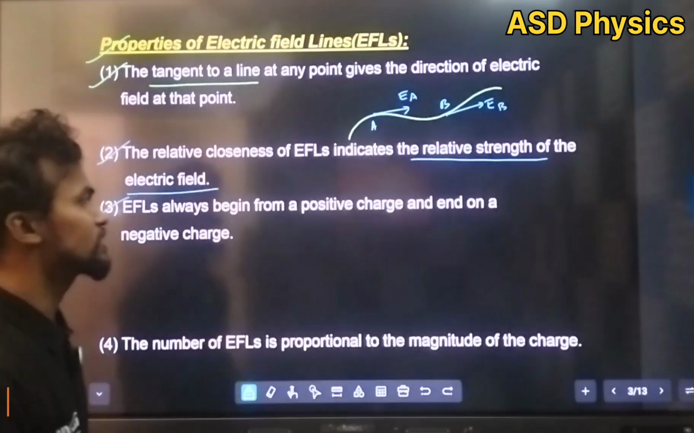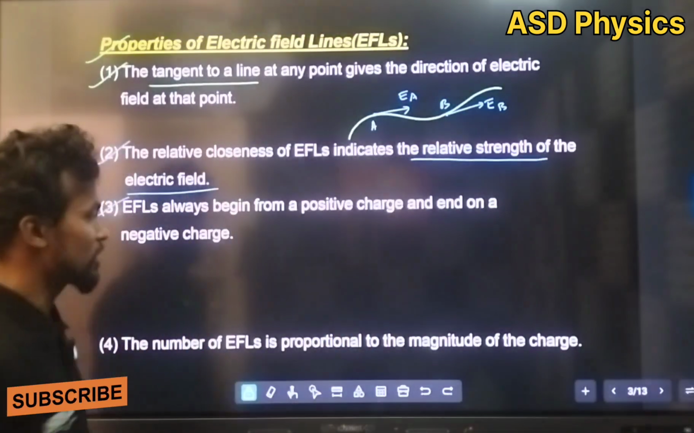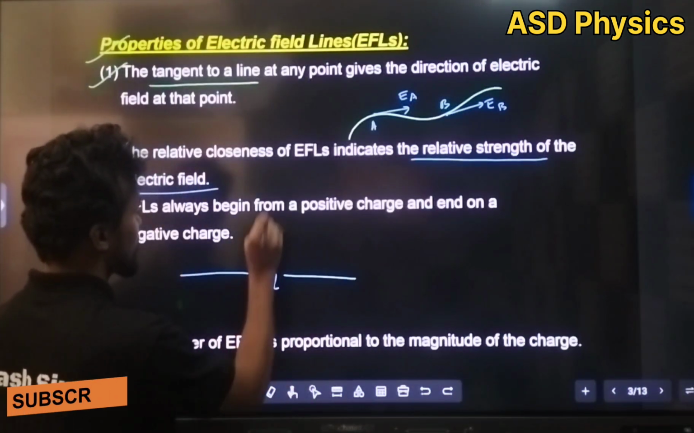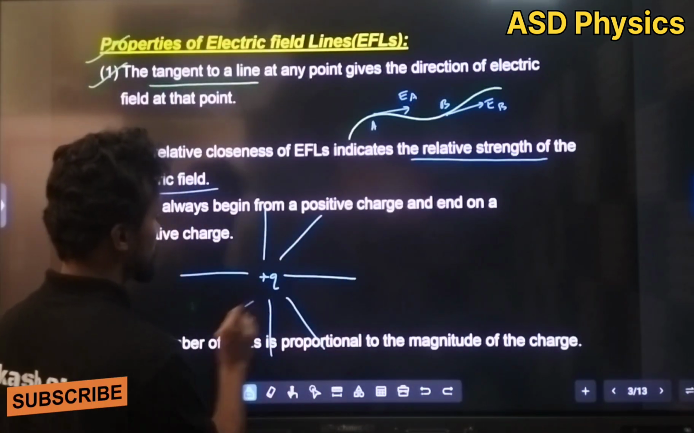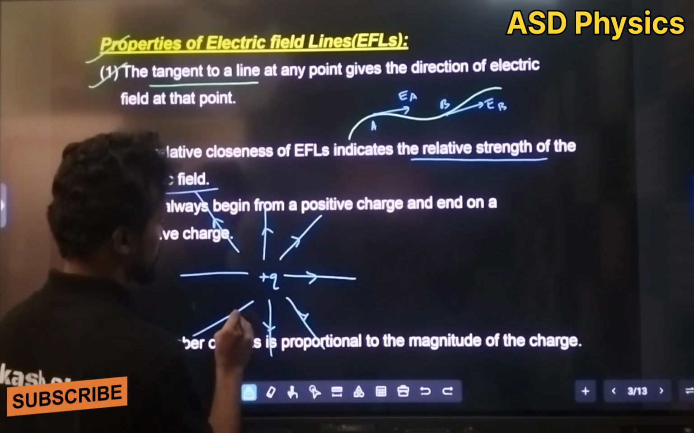Electric field lines always begin from a positive charge and end on a negative charge. That diagram I have already drawn here. Now let's take this again. I'm drawing a plus Q charge, and the field lines go radially outward due to the plus Q charge.